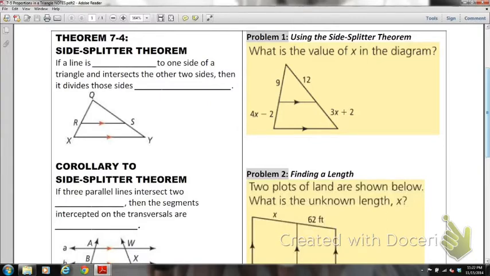So the first one, the side splitter theorem, says if a line is parallel to one side of a triangle and intersects the two other sides, then it's going to divide those sides proportionally. So let's look at this diagram. We have line RS is parallel to line XY.